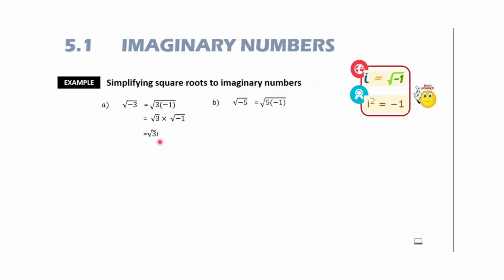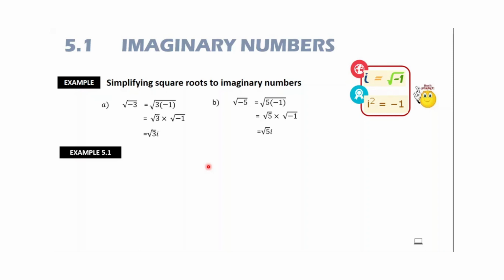Next, punca kuasa negatif 5. Again, we separate the 5 and the negative. 5 multiplied by negative 1. Square root of 5 multiplied by square root of negative 1. And you get the answer, square root of 5 i. This is imaginary numbers. Okay.